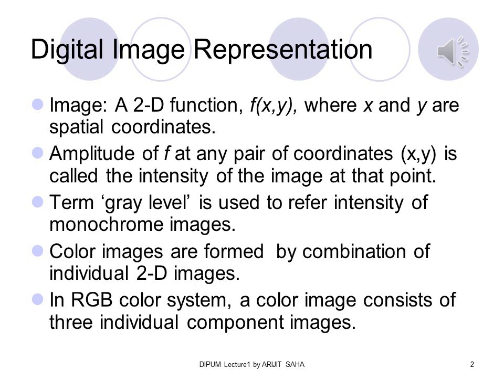Now, a very common term, gray level, is used to refer to the intensity of any monochrome image. Color images are formed by a combination of individual two-dimensional images. In the RGB color system, a color image consists of three individual component images stacked one after another.